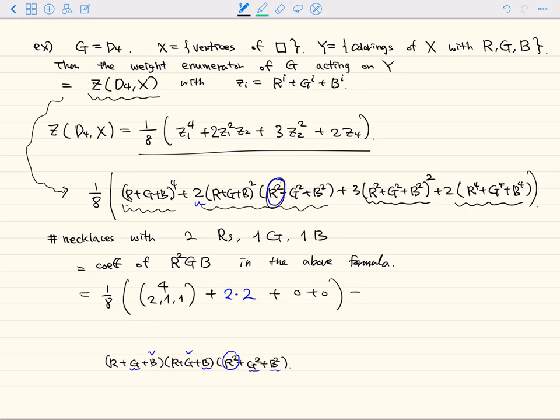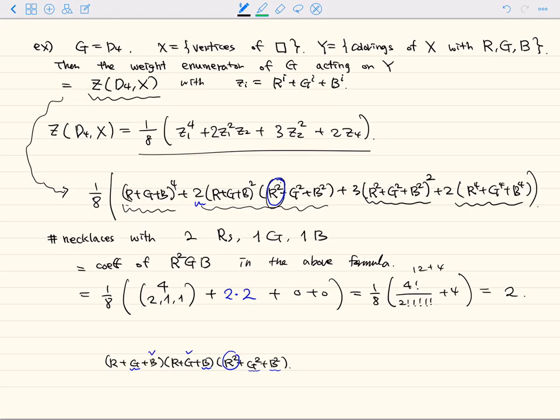That means 1 over 8 times 4 factorial over 2 factorial, 1 factorial, 1 factorial, plus 4. This is going to be equal to 1 over 8 times 24 over 2, which is 12, plus 4, which is going to be 2. So that means there are two possibilities.